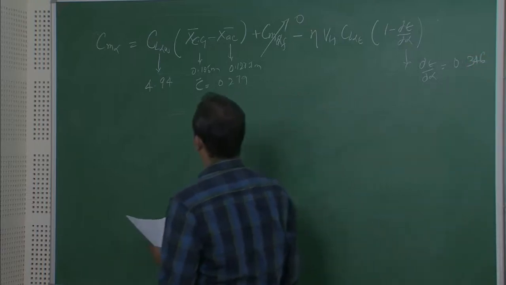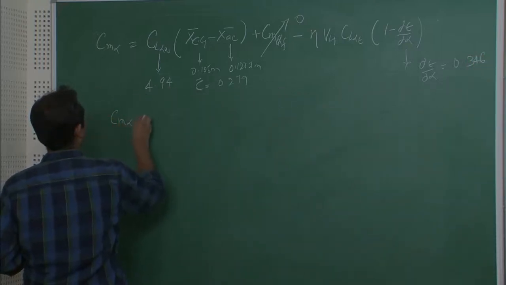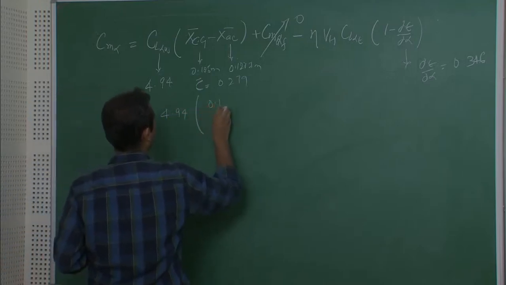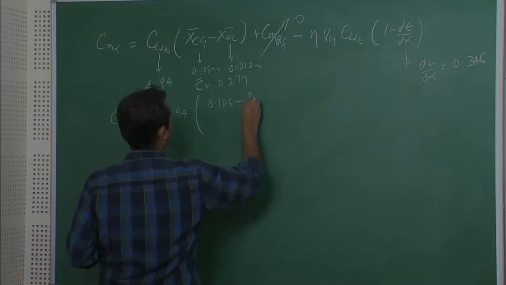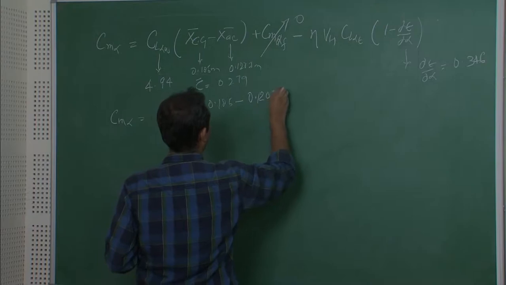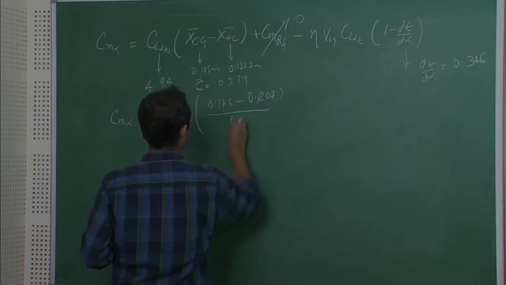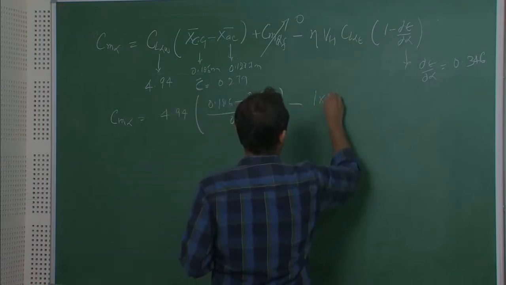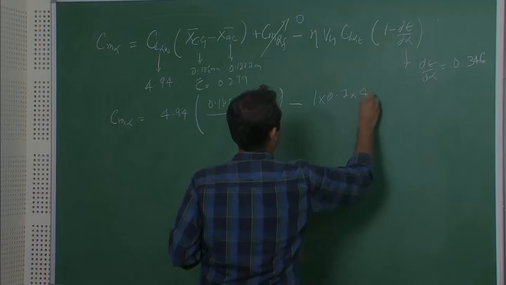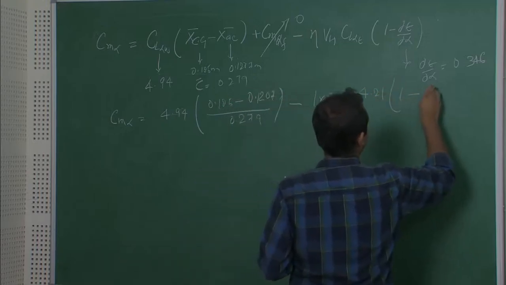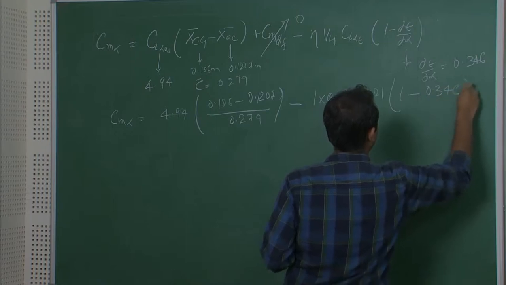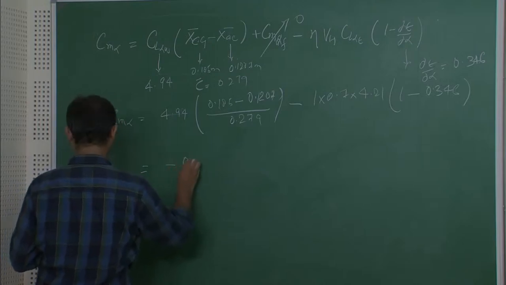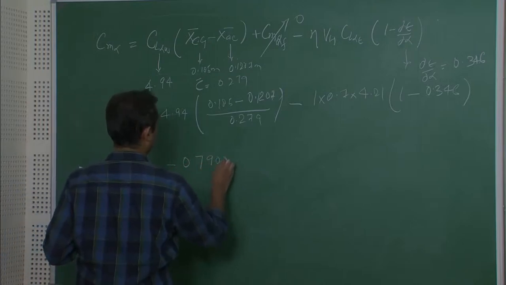Now substituting this value, we will get CM alpha equals 4.94 into 0.185 minus 0.1207 by 0.279, minus 1 into 0.7 into 4.21 into 1 minus 0.346, which will come around minus 0.7908.